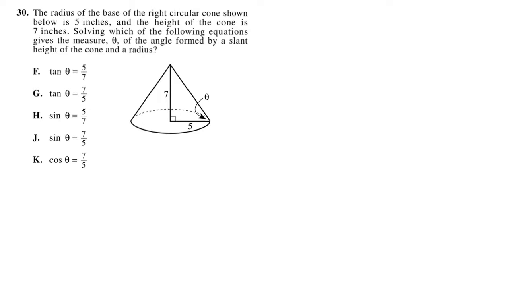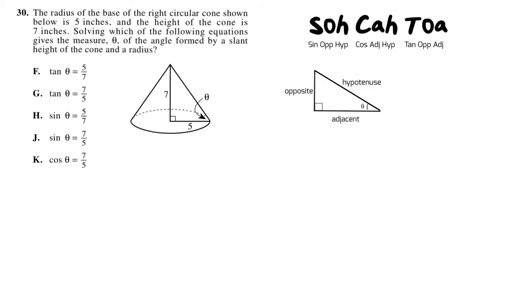The radius of the base of the right circular cone shown below is 5 inches, and the height of the cone is 7 inches. Solving which of the following equations gives the measure, theta, of the angle formed by a slant height of the cone and radius? So this is a basic trigonometry problem using SohCahToa.